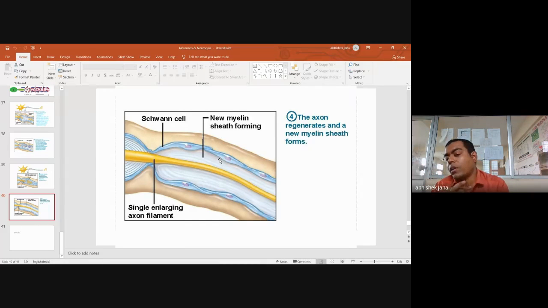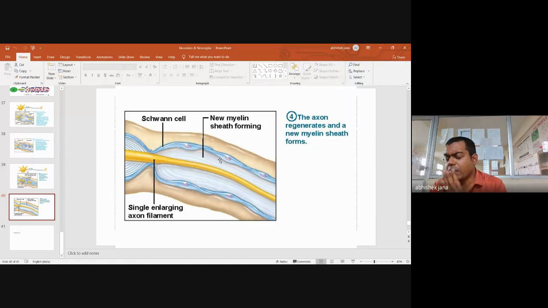As you have seen at the damaged site, we have seen a new axon develop, occupying the entire endoneurial tube, with Schwann cells forming the myelin sheath, finally recovering the damaged site.